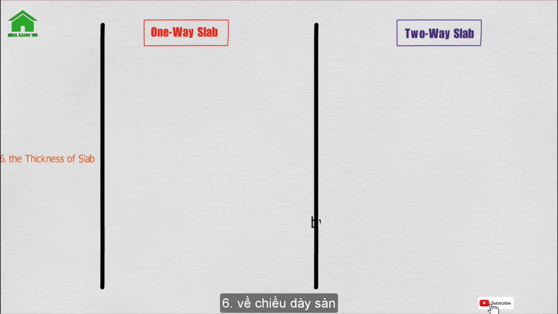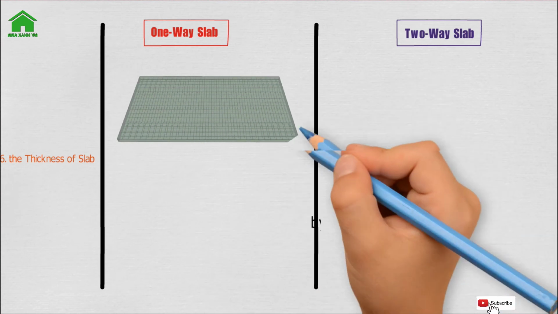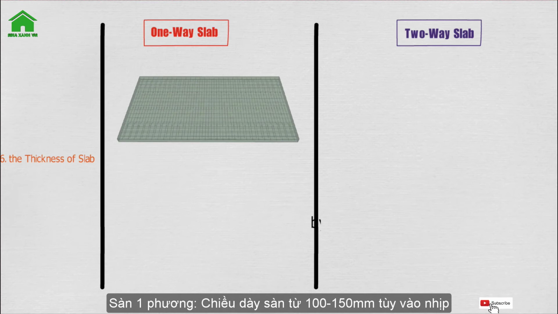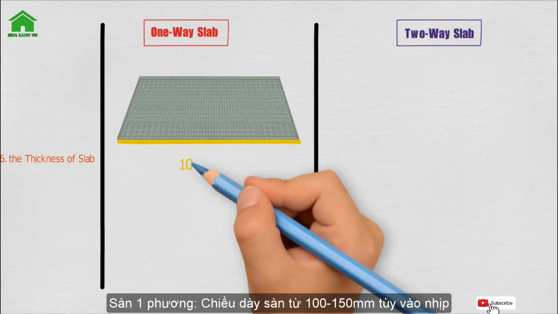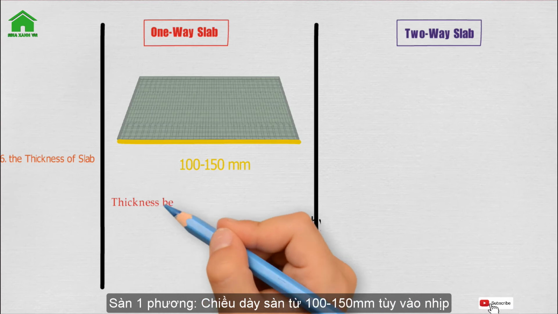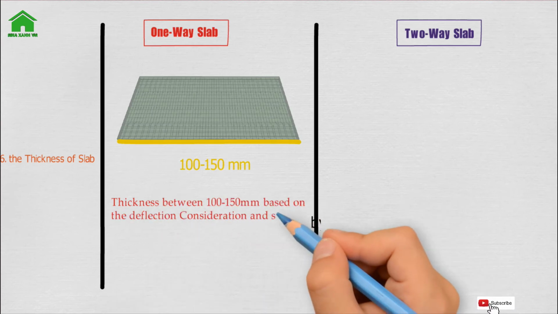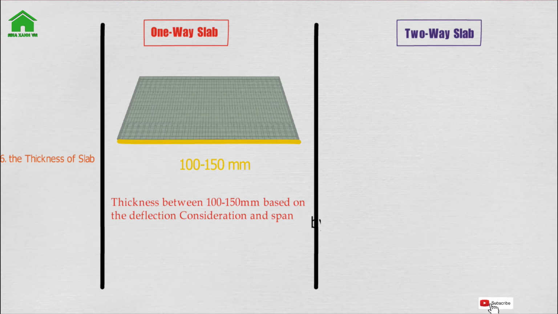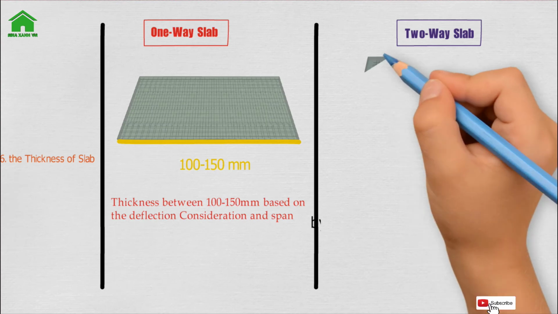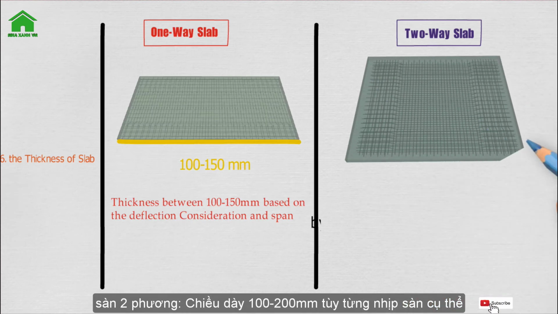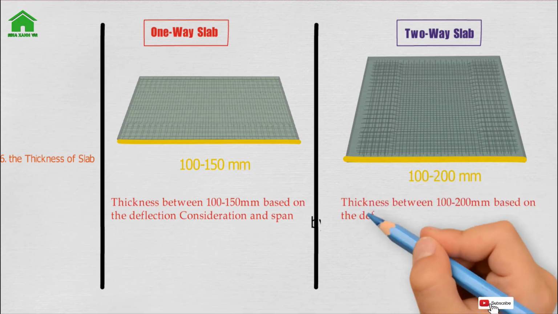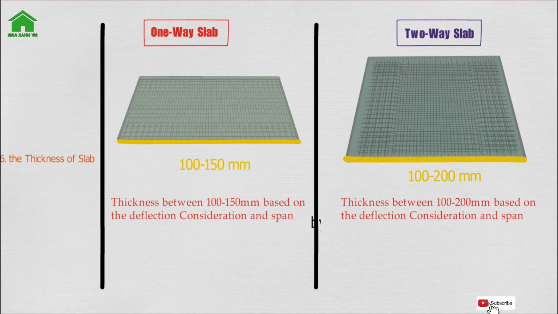Number six, the thickness of slab. In one-way slab, this is the thickness of one-way slab. Thickness between 100 to 150 mm based on the deflection consideration and spans. In two-way slab, thickness between 100 to 200 mm based on the deflection consideration and span.